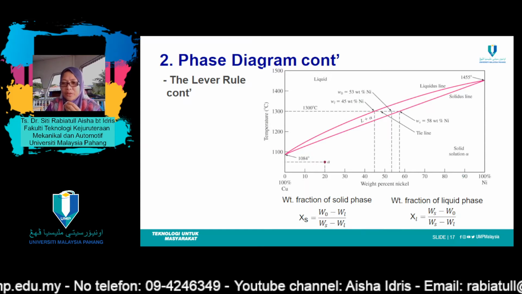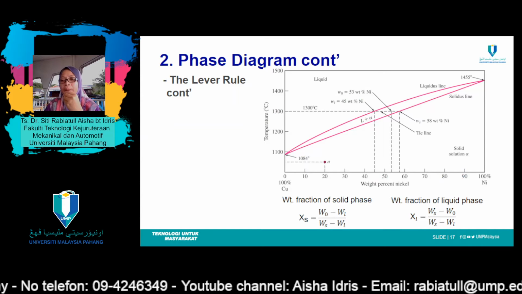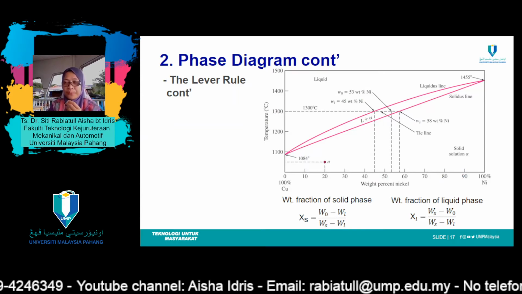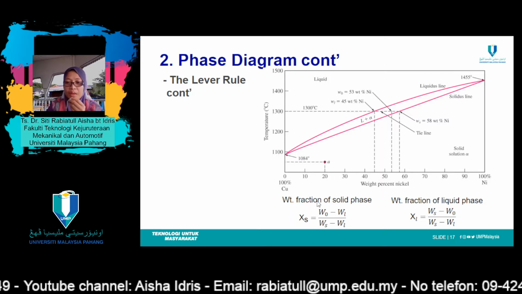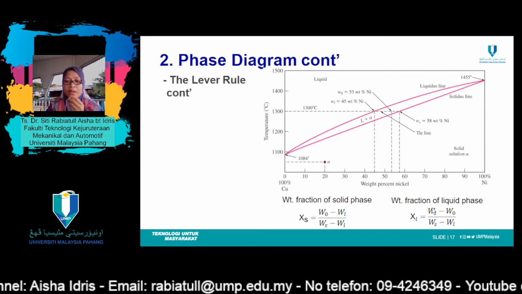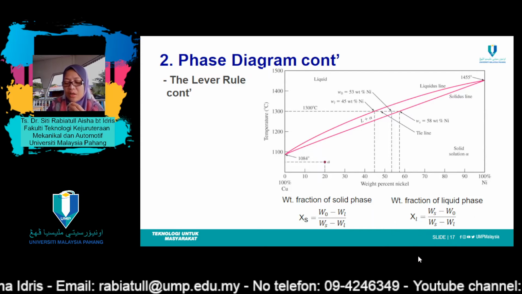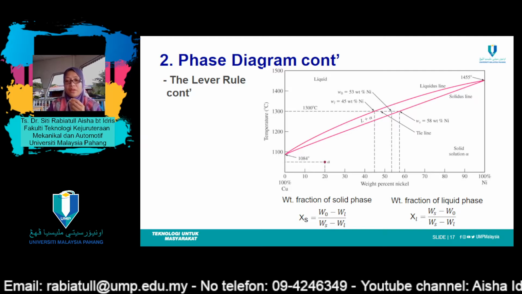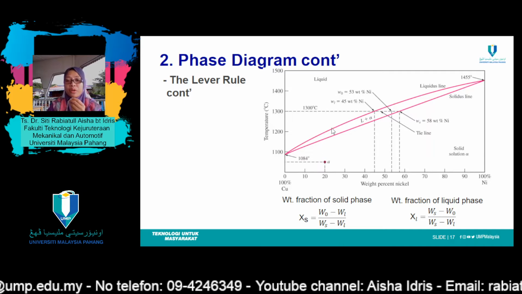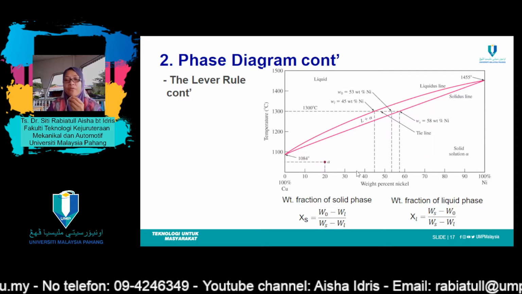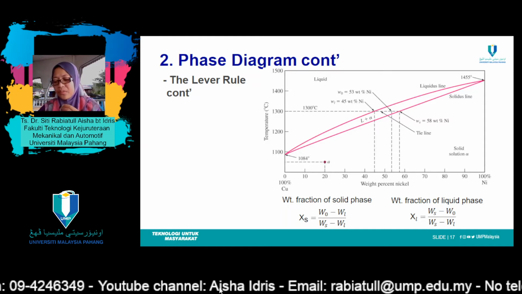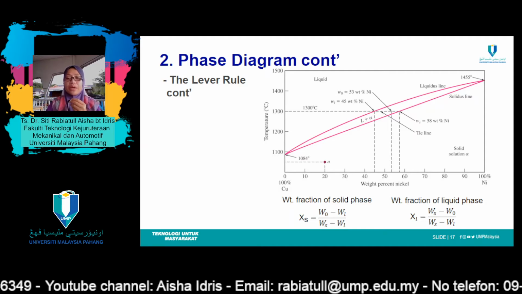Okay, again, showing you a copper-nickel phase diagram. This is how you calculate the solid fraction, and this one is how you calculate the liquid fraction. The formula is the same. I just rewrote it again, showing a full phase diagram for copper and nickel. So you might see the overall phase diagram.